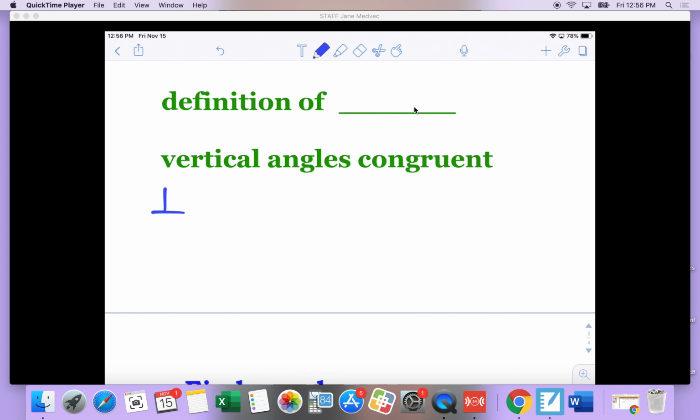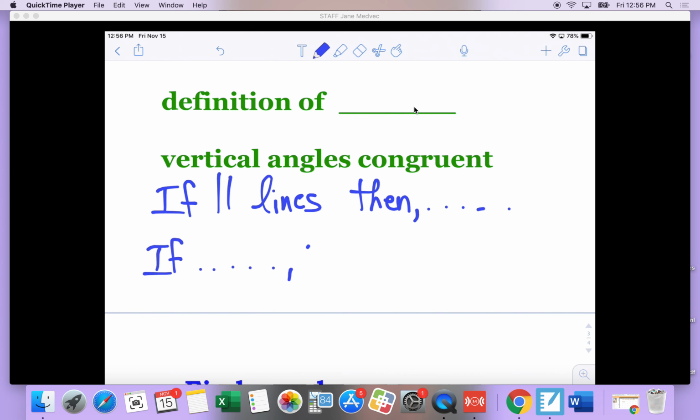We also have if parallel lines, then alternate interior angles are congruent. Alternate exterior angles are congruent. Corresponding angles are congruent. Consecutive interior angles are supplementary. Okay. We also have if, for all those reasons, then parallel lines. So those are some things you might want to add to that purple sheet so that when you're doing your proofs next week, it'll be easier.